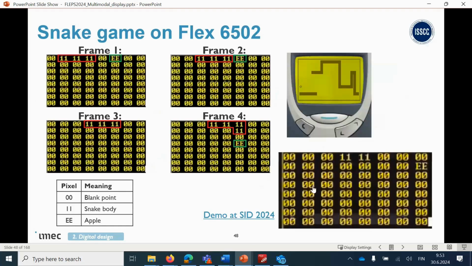And actually, we made also a demo with this. We played the game, the snake game from the 80s. You can see it here, going around. The snake is going around. It's the 1111, and the apple is the EE. We had also a demo at SID. There is a video on YouTube you can watch.